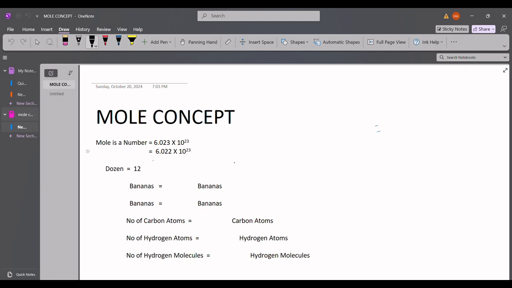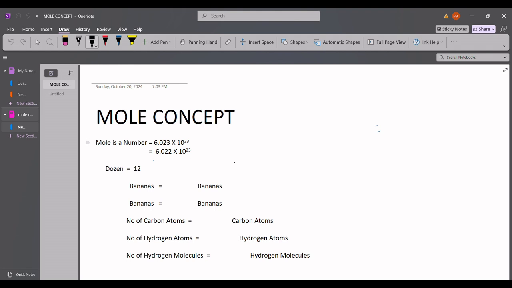Hi friends. Today I will discuss a very important topic in chemistry, that is the mole concept. It is a very basic topic which is useful in solving many problems.